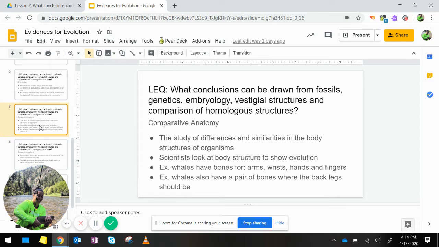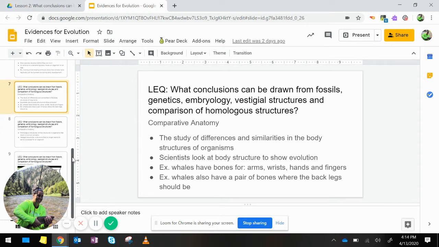We would say that they have flippers or fins, but the bones that are in there are very, very similar to the bones that humans would have in their arms, wrists, hands, and fingers, that bats would have in their wings. The other thing is whales also have a pair of bones where their back legs should be. And this is going to lead us into something called a vestigial structure, which we'll look at in a little bit.